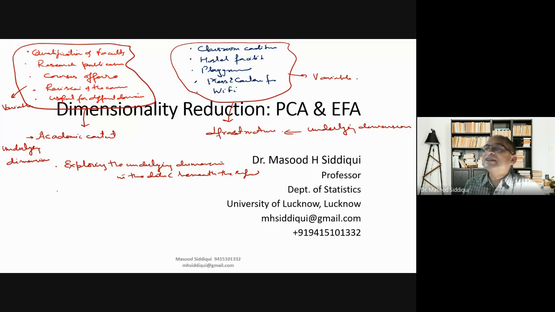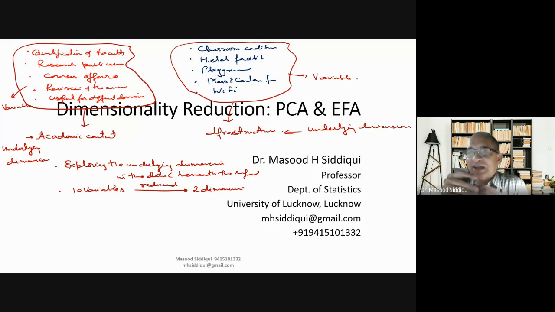And simultaneously, originally we have 10 variables, right? And these 10 variables can be represented by, or can be reduced to, two dimensions, dimension 1 and 2. So this is the objective for which we are going to study this concept. Means simultaneously we are examining what the underlying dimensions are beneath the surface or behind the data, and how these variables can be reduced to some manageable things.